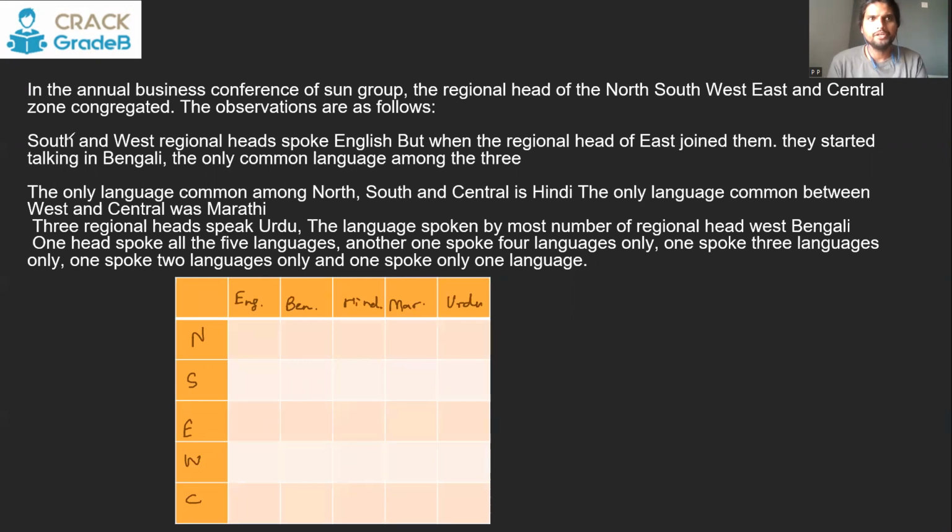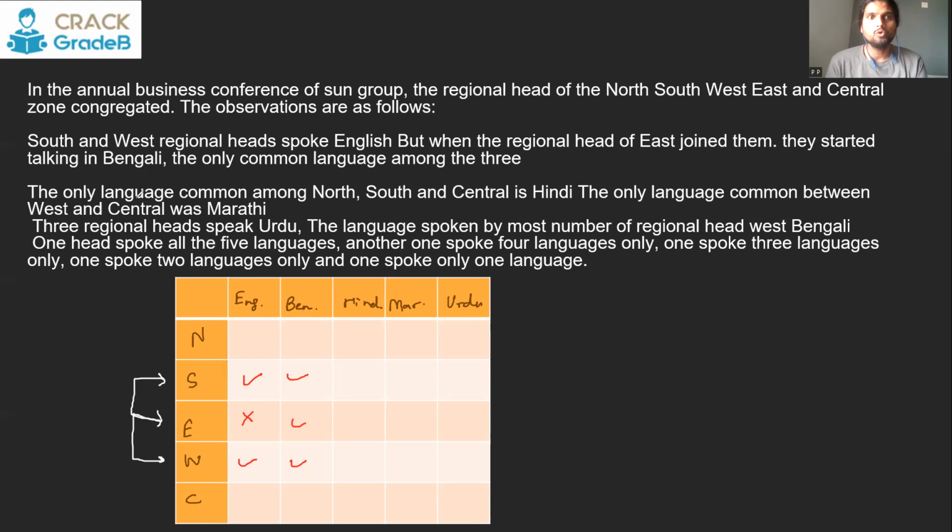One by one statement, you can read: South and West regional heads spoke English. South and West, they spoke English. But when the regional head of East joined them, they started talking in Bengali. That means all these three, South, West, and East, speak Bengali, which is the only common language between them. So that tells us all these three cannot speak any other language. All three speaking another language is not possible. That means the East regional head does not speak English. This is what it means.